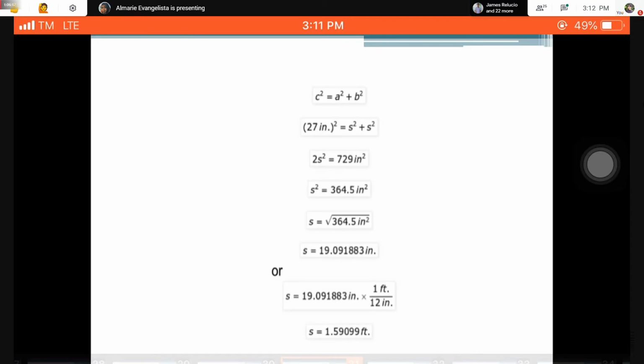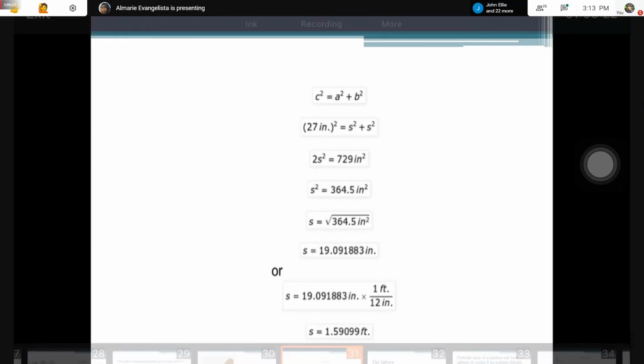Aalisin ulit natin yung square, i-square root natin yung 364.5 square inches. Ang magiging sagot is 19.09 inches. Since nasa inches siya, kailangan natin siyang i-convert sa feet. 1 foot is equal to 12 inches. Ang magiging sagot is 1.59 feet. Ang tinatanong is dimensions.